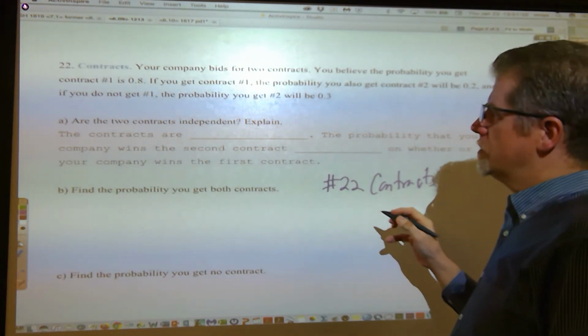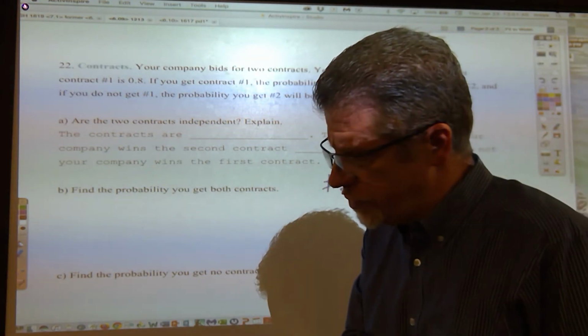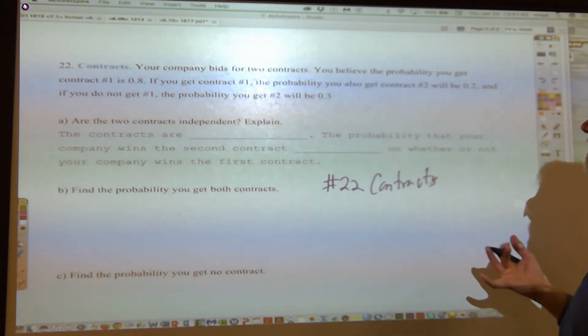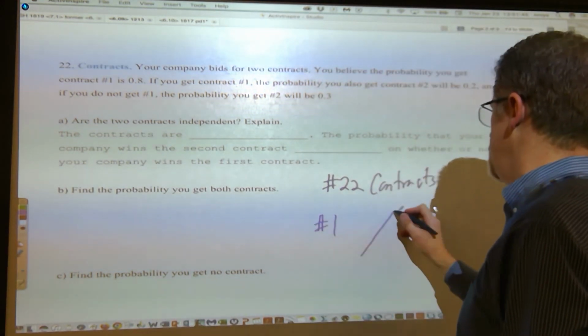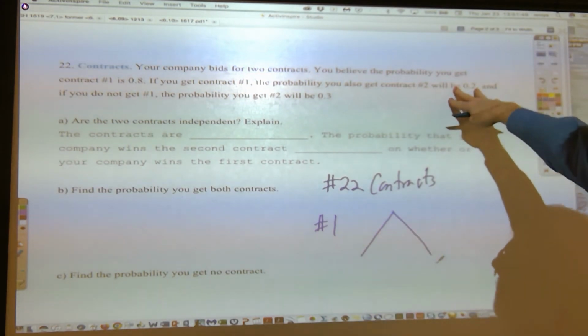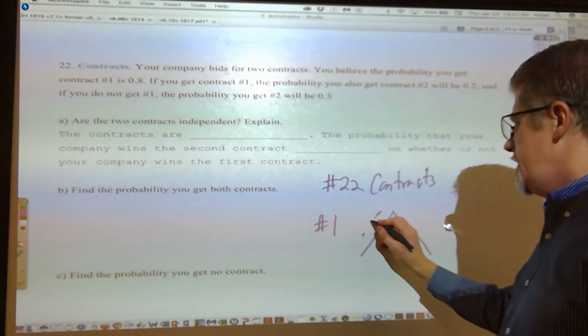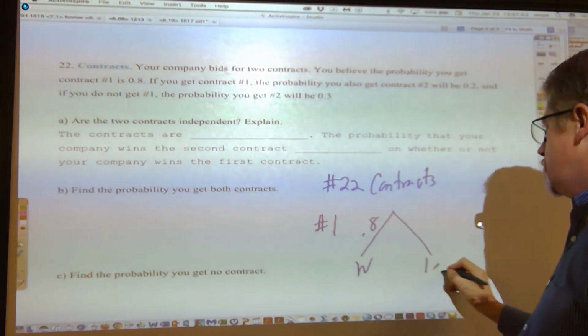Sometimes you might be in a real world situation where you have to decide whether or not to sign on the dotted line. Are you gonna sign the contract? Well, it turns out that, just write number 1 in the tree diagram. You believe the probability that you get this first contract is 0.8. So you either win the contract or you lose it.